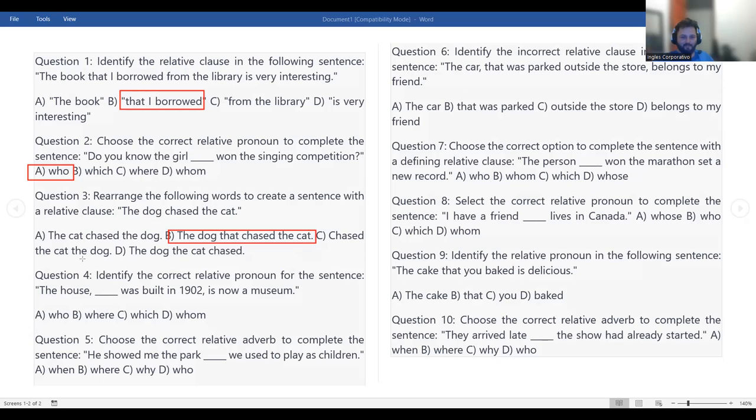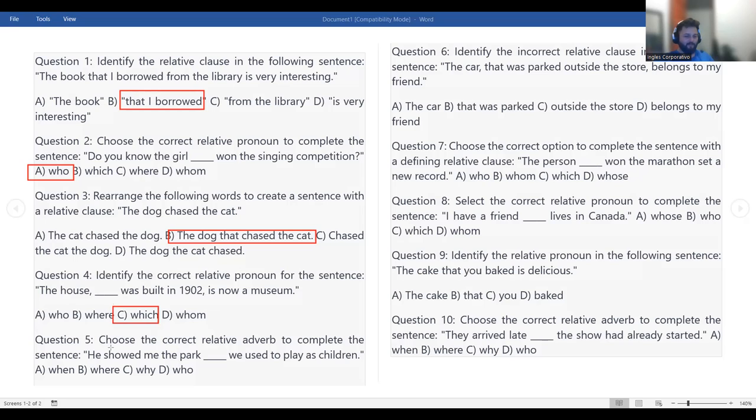Jaime. Number four, identify the correct relative pronoun for the sentence: The house, which was built in 1902, is now a museum. The house, which was built, very good job, my brother. Thank you, Jaime. All right, that is correct.